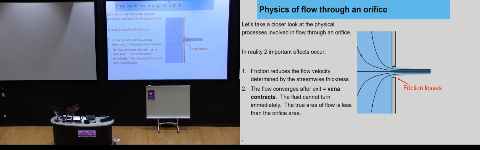The other thing to notice is if you look at these streamlines as they're coming into the hole, they don't just suddenly turn at a right angle and go out horizontally. They actually keep on converging. So the flow actually narrows. The true area of that flow is actually less than the area of the hole. This phenomenon is called a vena contracta.